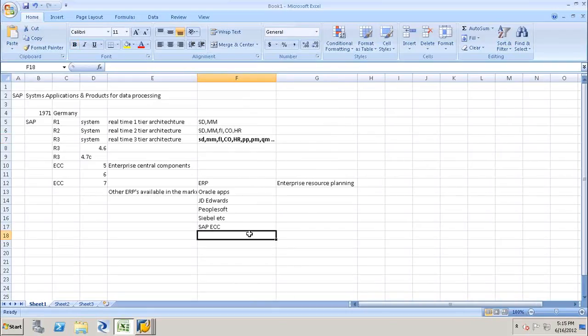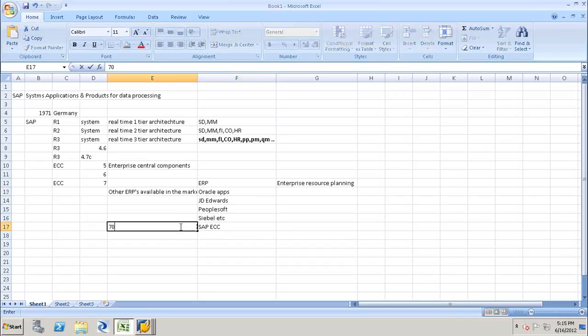These are also ERP packages available in the market, but let me say like this, 70% of the ERP market is captured by SAP ECC.